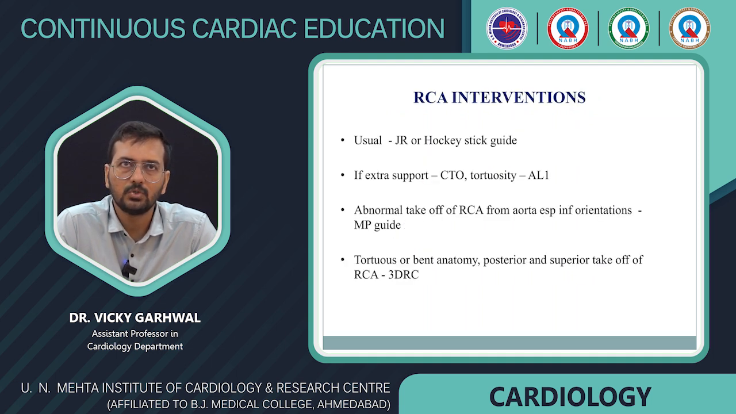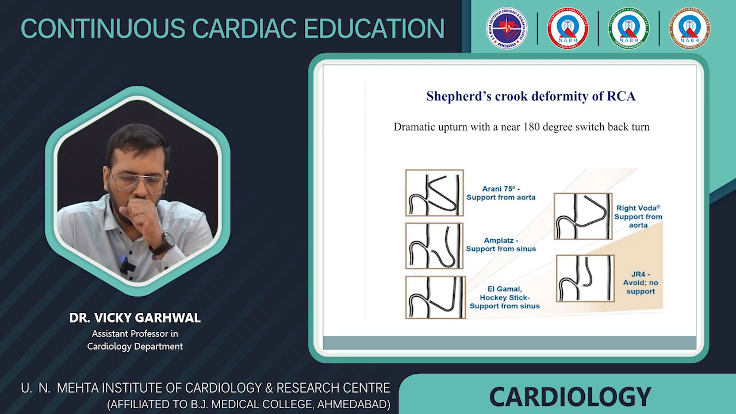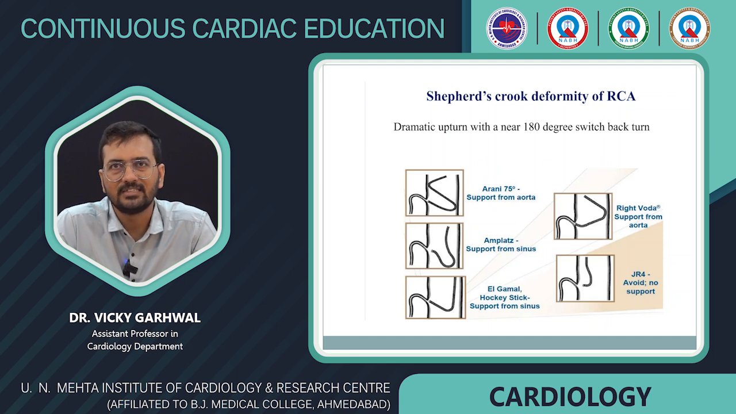For RCA intervention, usually a JR or hockey stick guide is used. If extra support is needed, like in CTO and tortuosity, then the AL guide provides better support. For abnormal takeoff of the RCA from the aorta, especially inferior orientation, a multi-purpose guide is used. For tortuous or bent anatomy, and posterior and superior takeoff of the RCA, a 3D right curve catheter is used. For the Shepherd-Crook deformity of the RCA, Arani 75, Amplatz, L-gamma, hockey stick and right Voda catheters are used. JR is avoided as it does not provide any support.